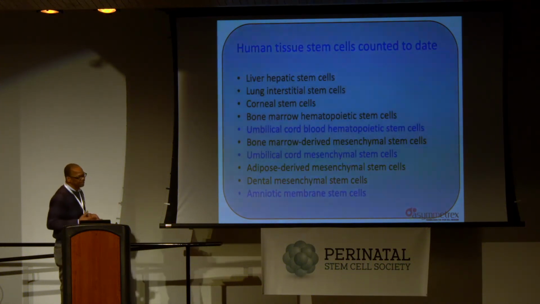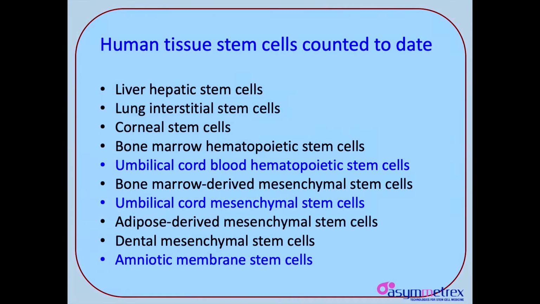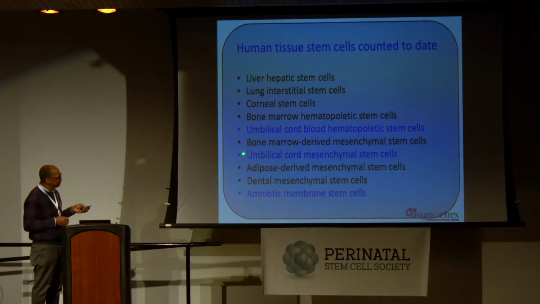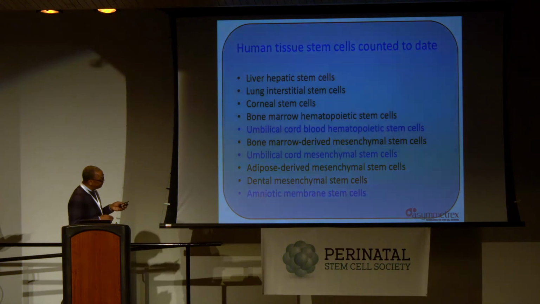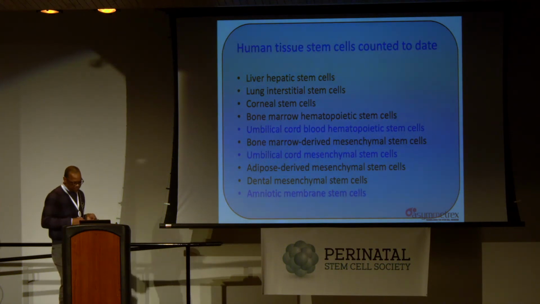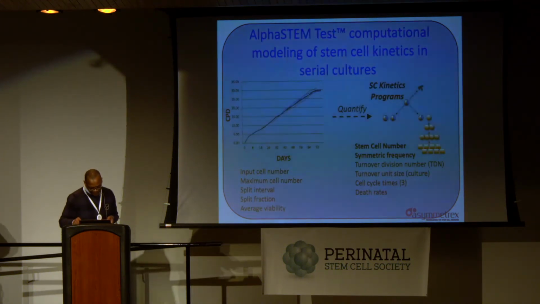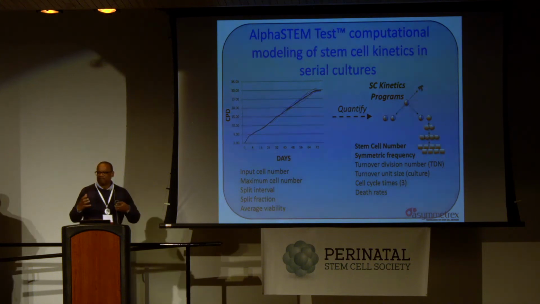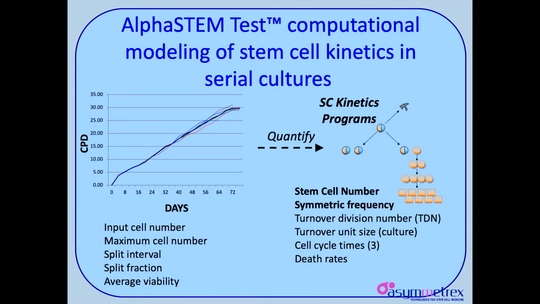So using this over the past couple of years, we've been able to show that we can count a lot of different stem cells. We've done some validation in many of these compartments. Of course, for this audience here, umbilical cord blood stem cells and mesenchymal cells are of interest, and also amniotic membrane. I'm going to focus on these two types of cells going forward. Okay? So I want to give you some sense of the kind of output we do get, a little bit of validation thrown in as well.